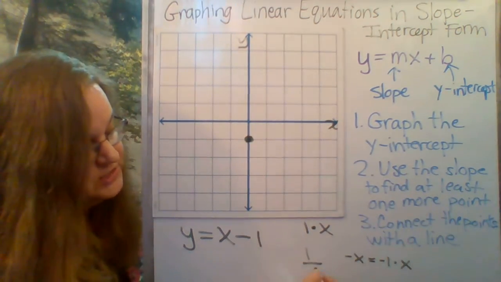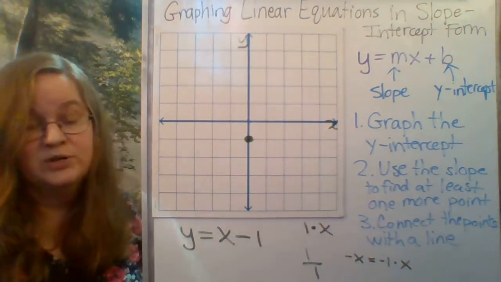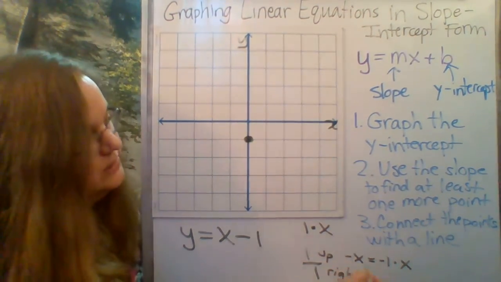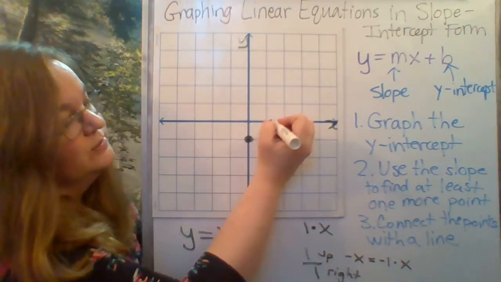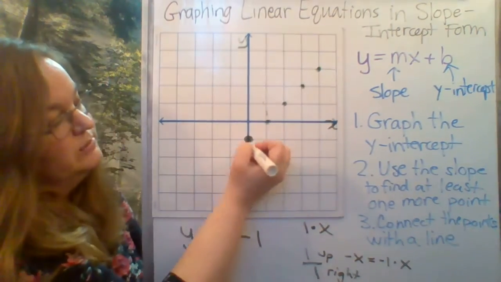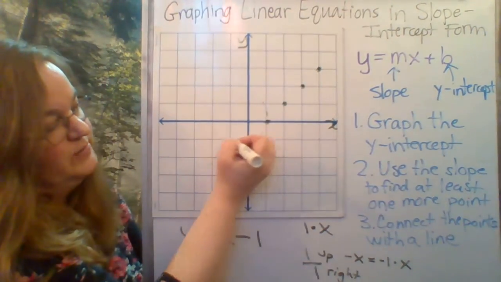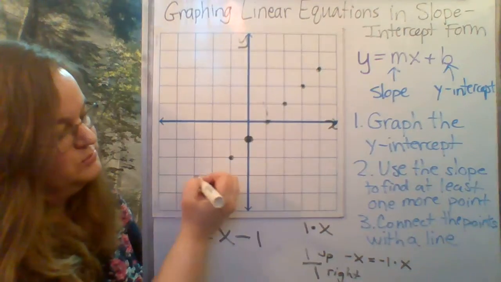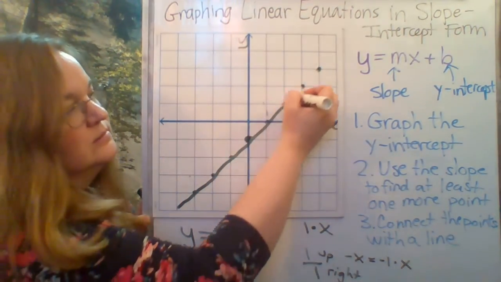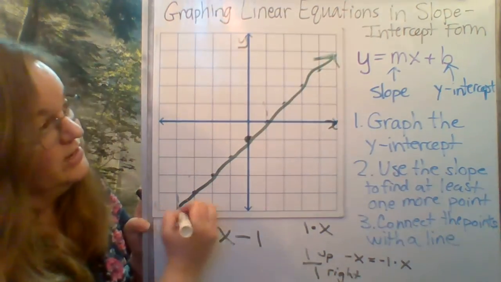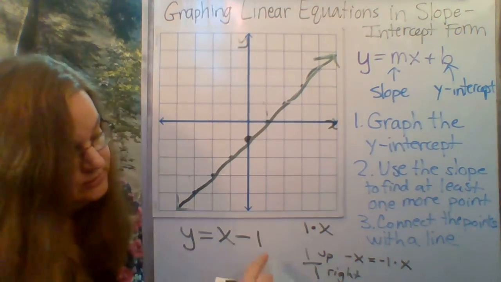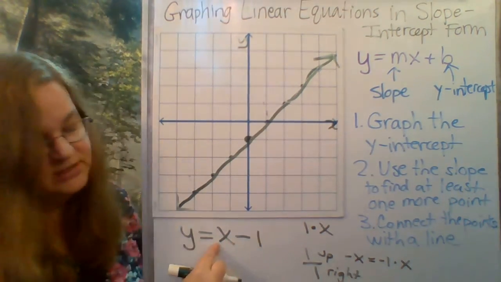It's not a fraction, but any whole number can be made a fraction by putting it over 1. So this means 1 up and 1 to the right. From here, I'm going 1 up, 1 to the right, 1 up, 1 to the right, and I can keep going with that. I can also repeat this pattern backwards to find some other points. And again, I'm going to connect those points in order to graph my line. Okay, so start with the y-intercept, then do the slope.